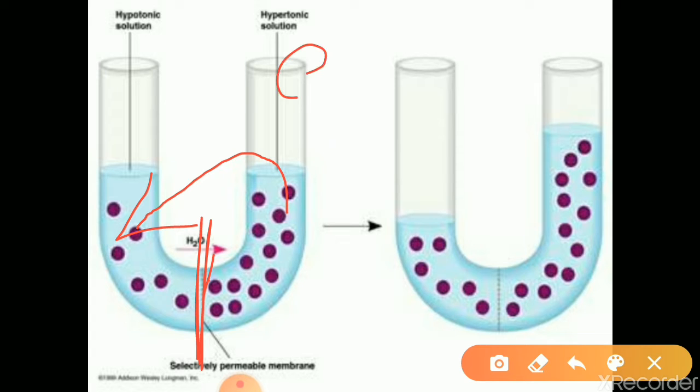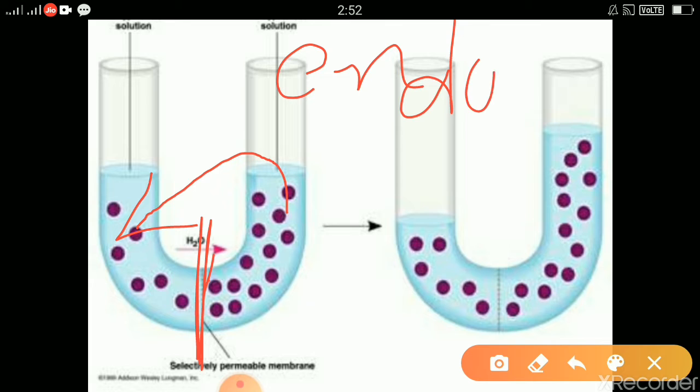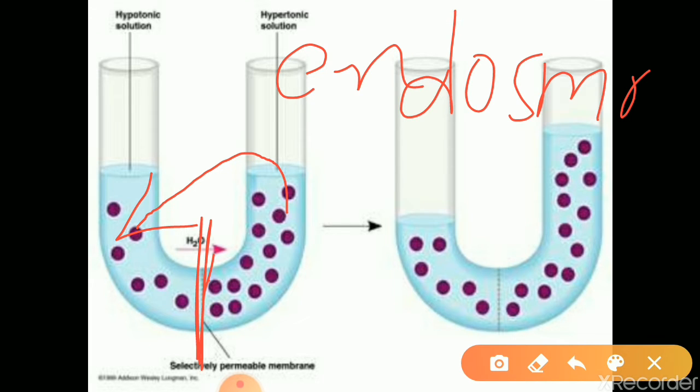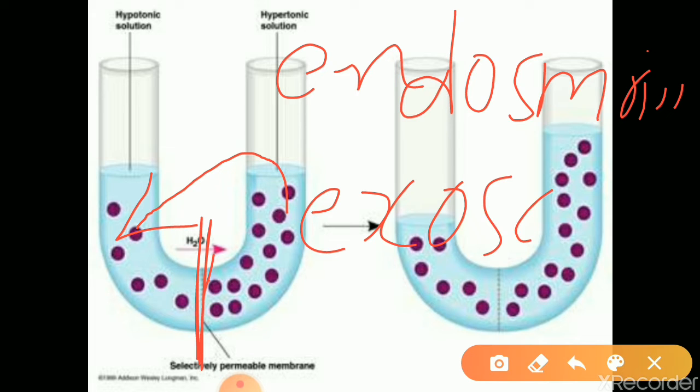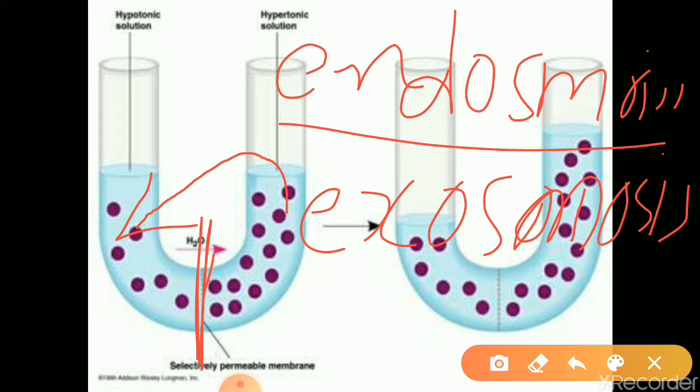There are two types of osmosis: endosmosis and exosmosis. Okay. What is endosmosis? The movement of water molecules from outside to inside the cell or plant. Okay, this we can call endosmosis. Whereas exosmosis means the movement of water molecules from inside the cell to outside. That we can call exosmosis.